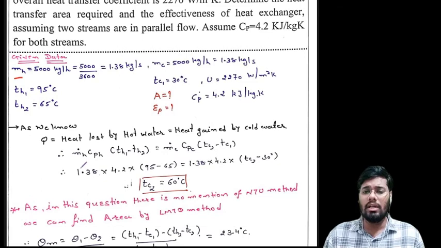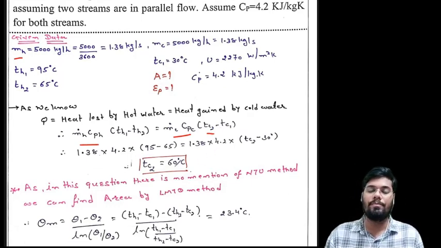So here we know that MHCPH and MCCPC are both the same. The mass flow rates of both hot fluid and cold fluid are the same, and the specific heats of both water fluids are the same. So TH1 minus TH2 is equal to TC2 minus TC1. From this equation, we can easily find out the outlet temperature of the cold fluid, that is TC2, so 60 degrees Celsius.